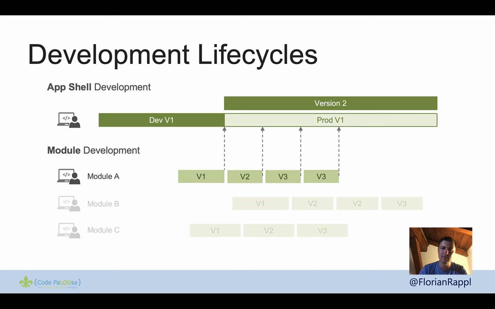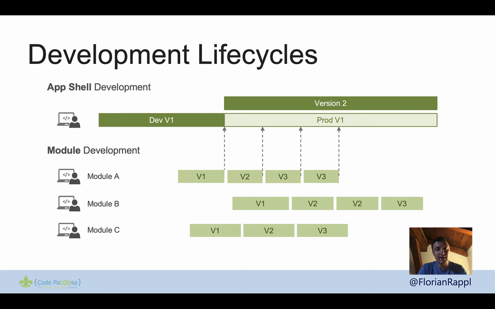Now, other modules may also start at this point in time, right? They start with module B, they start with module C. They start with all these modules, but again, they are not aligned with any of the other modules and not aligned with the application shell at all. They're just developing, and when they're ready, they publish. And when they need to update, they update, right? So all of these teams, all of these modules have their own life cycle, which is great.